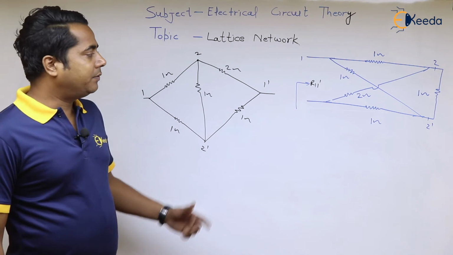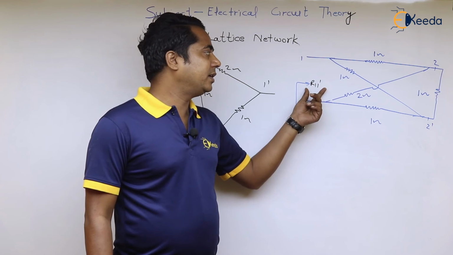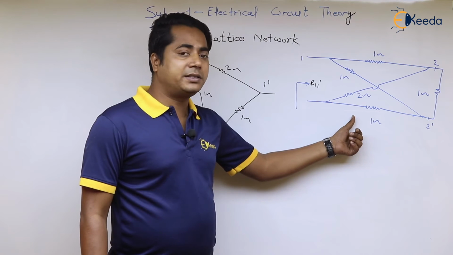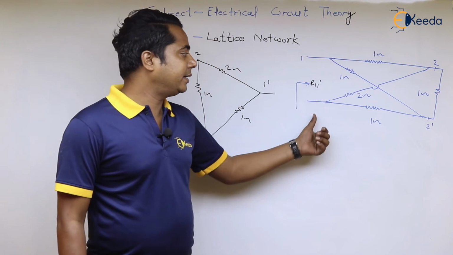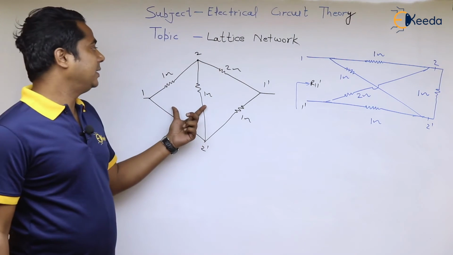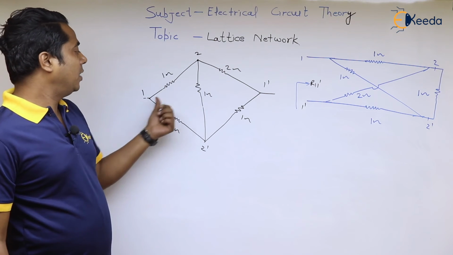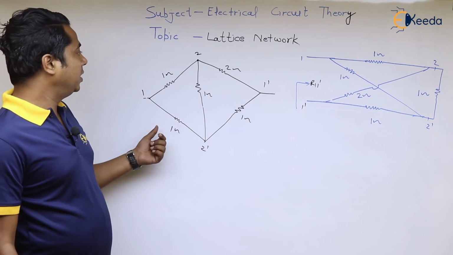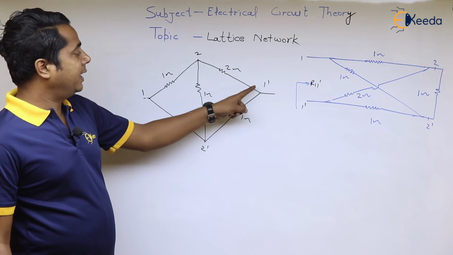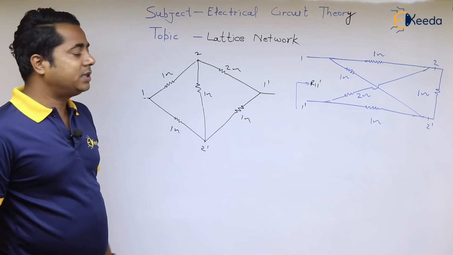Again, this is 1 and this is 2. We are going to solve another question in which we have to find out the value of R11 dash. This is a lattice network and we will stretch this into a simple network. Here, this is your 1 dash. 1 and 2 are connected with 1 ohm. 1 and 2 dash are connected with 1 ohm. 2 and 1 dash are connected with 2 ohm. 1 dash and 2 dash are connected with 1 ohm, and 2 and 2 dash are connected with 1 ohm. So this is the circuit.